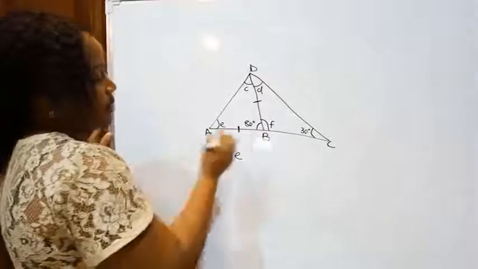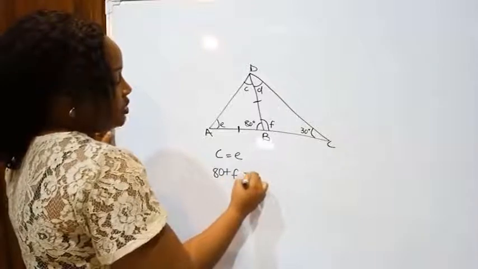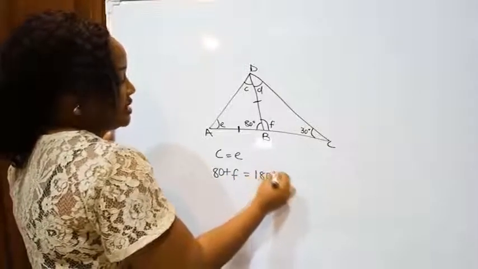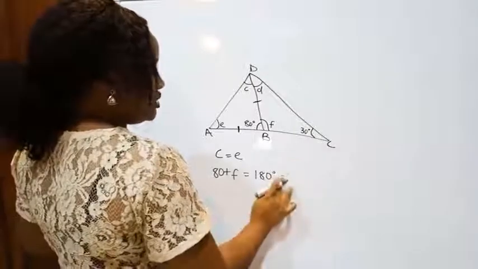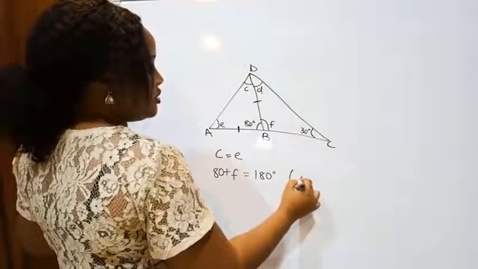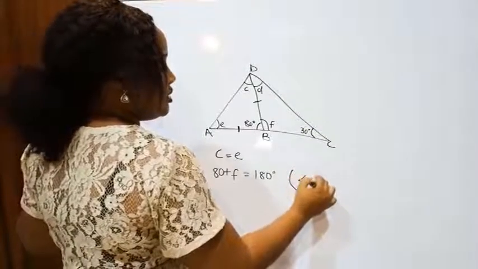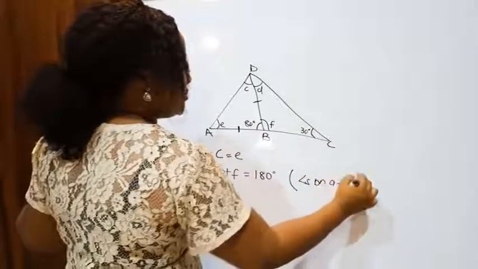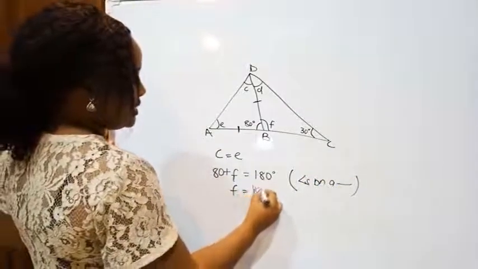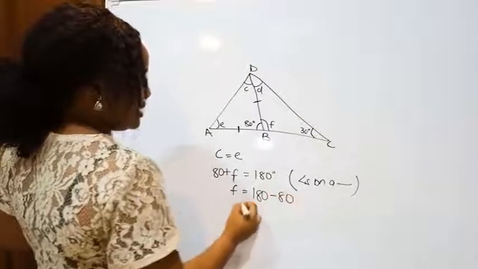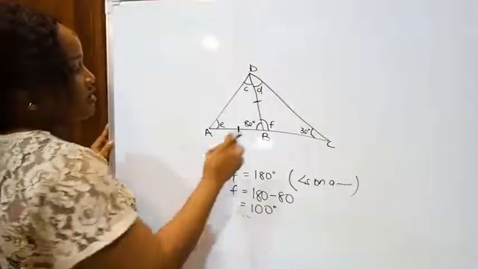F. Okay? Now 80 plus F equals 180 degrees, angles on a straight line. You have your F to be equal to 180 minus 80. Our F is equal to 100 degrees. Okay, so we've gotten our F.